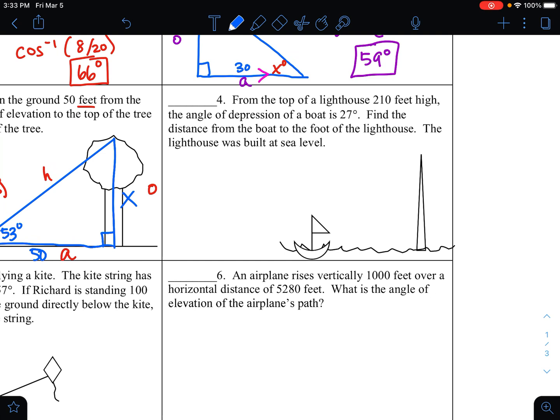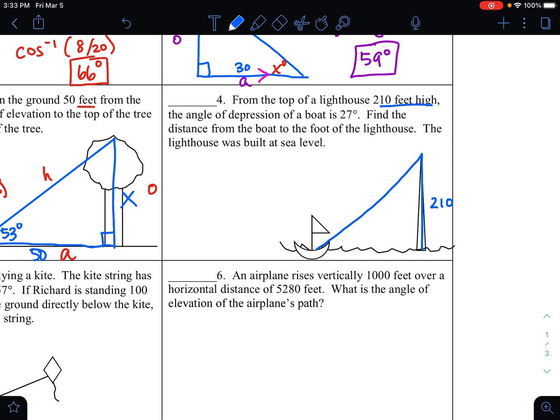From the top of a lighthouse, the lighthouse is 210 feet high. So this is the lighthouse right here. I'm going to label that as my 210. And if you want to put a vertical line, you can. The angle of depression of a boat is 27. So I'm going to go like this. I'm going to draw this side of the triangle.